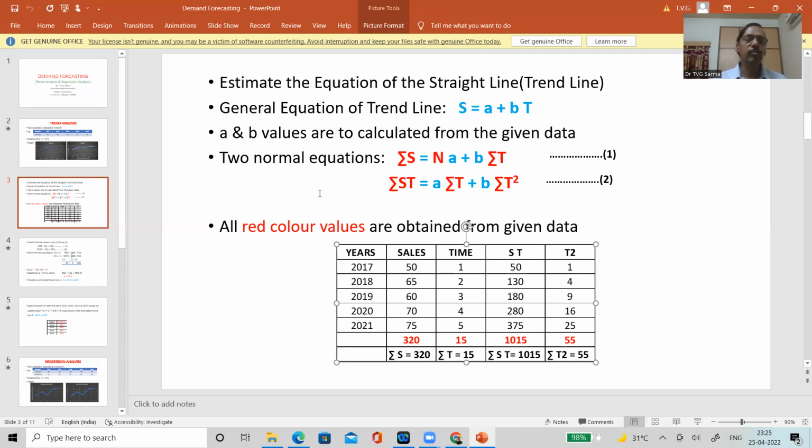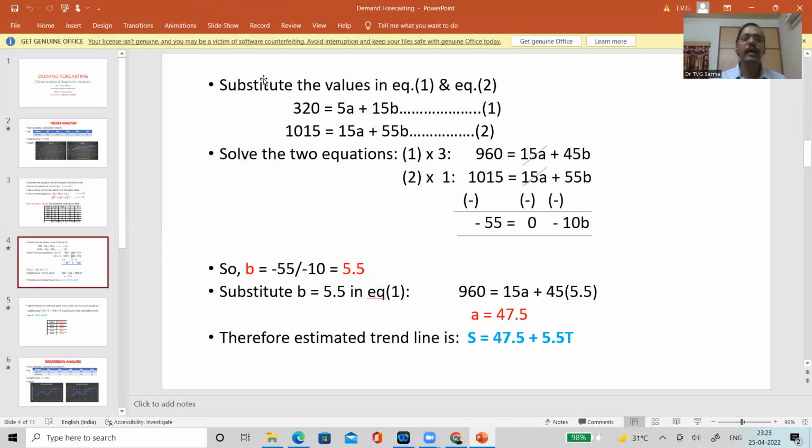So two equations are obtained. When I substitute these values in equation 1 and 2, I get 320 is equal to 5A plus 15B, and 1015 is equal to 15A plus 55B. When we solve these two equations, the procedure of solving is also given here. I make the coefficients of A the same. To do that, I multiply equation 1 by 3, so I get 960 equals 15A plus 45B, and then equation 2 by 1. Then I subtract the two equations.